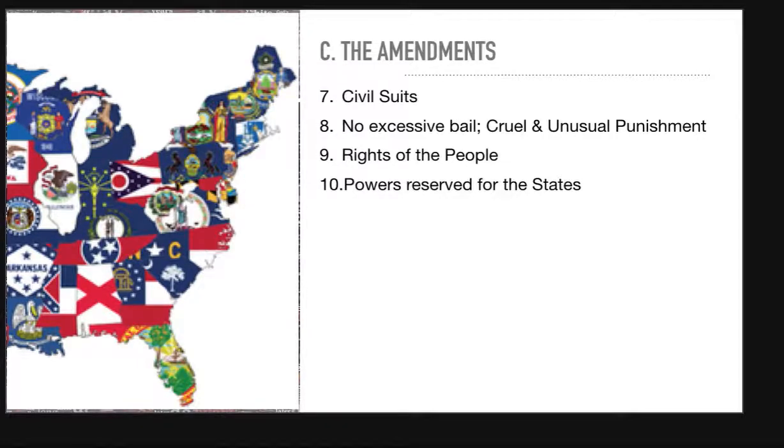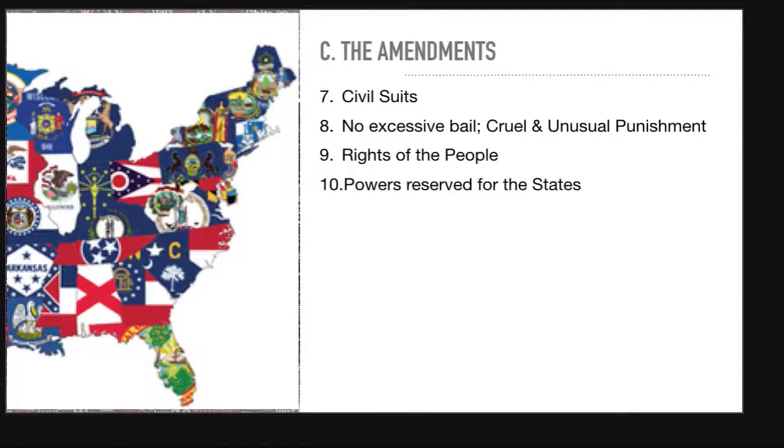Now, number 10 are the powers to the states. Any power that was not already given away in the first 9 amendments, the states are allowed to pick up. So again, we are dealing with a confederation becoming a federal government. The states were very anxious to find out, what are our powers? They're in here. Some of them are specifically listed throughout the amendment. Some of them are a little more broad and general.